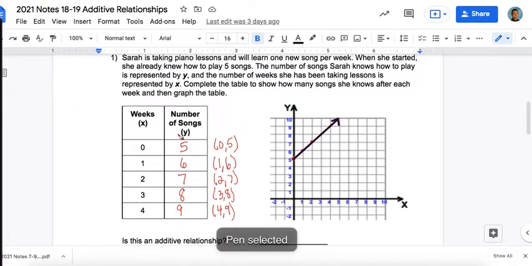So let's see if this is an additive relationship. Okay? Am I adding the same number each time? Well, I can see from 0 to 5, I add 5. Is 1 plus 5, 6? 2 plus 5, 7. 3 plus 5, 8. 4 plus 5, 9. And the answer is yes. So therefore, this is an additive relationship. And the rule is we're adding 5 to the x, so it's going to be x plus 5.